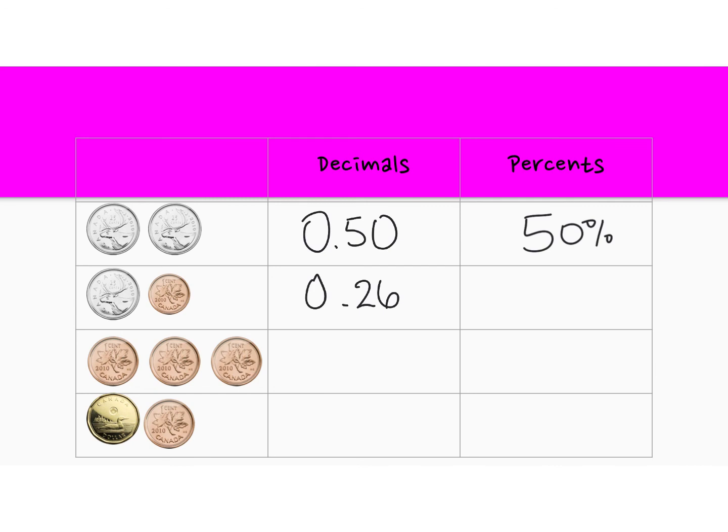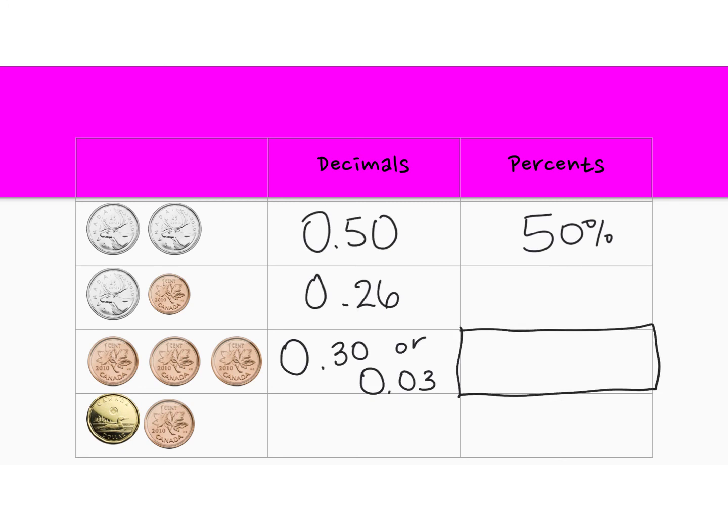Now we're looking at here, if we've got 1, 2, 3 cents, how do we write that? And how do we write it as a percentage? So do we write it like this, 0.30, or do we write it 0.03? And the same thing over here. So would this box right here, is this 30% or 3%? There's a difference.